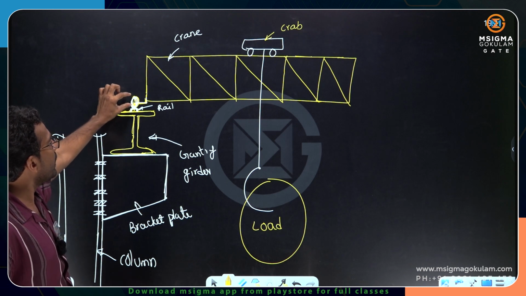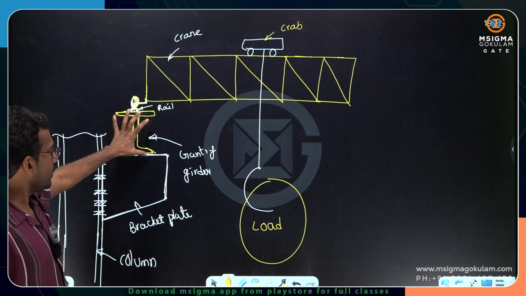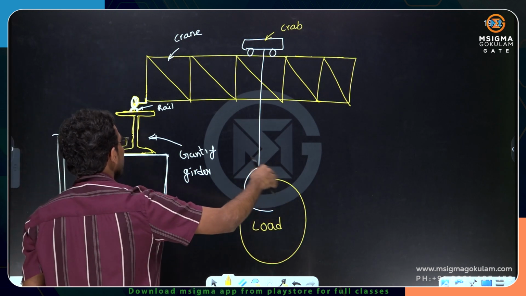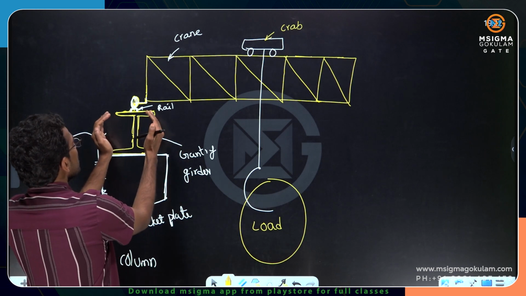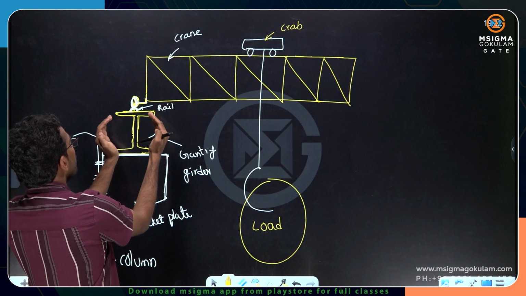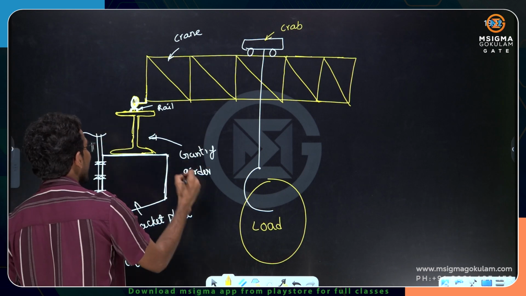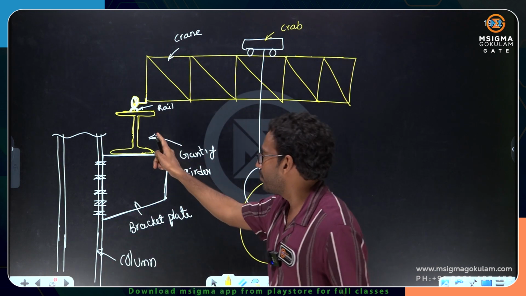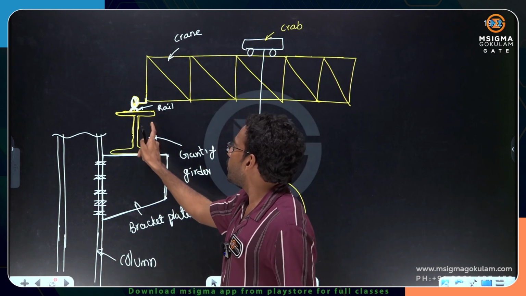From the wheel of a crane, it is transferred to the gantry girder. Because listen, very important thing is, in industrial structures, to support heavy load, we require a very strong beam. That strong beam which is used to support heavy loads is called the gantry girder. I hope it is clear to everyone. Gantry girder is a beam. It is a beam which is provided in industries.